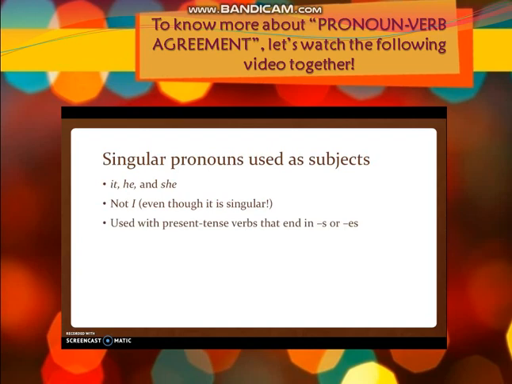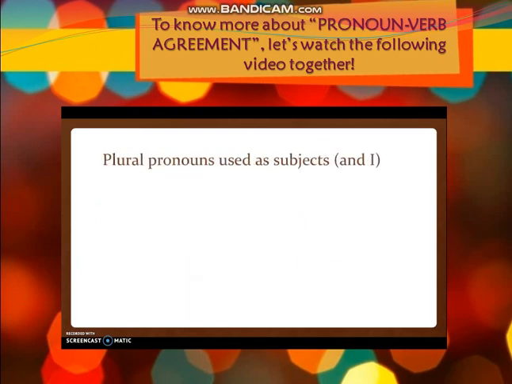When you use a singular pronoun in the present tense verb, you add an s or an es. For example, she walks to school. She is a singular pronoun, so walks ends with s. Now, plural pronouns, and I. We, meaning there's more than one person. They, there's more than one person. Or I is the exception. Yeah, special case. When used in the present tense, you do nothing. You don't add an s, you don't add an es.